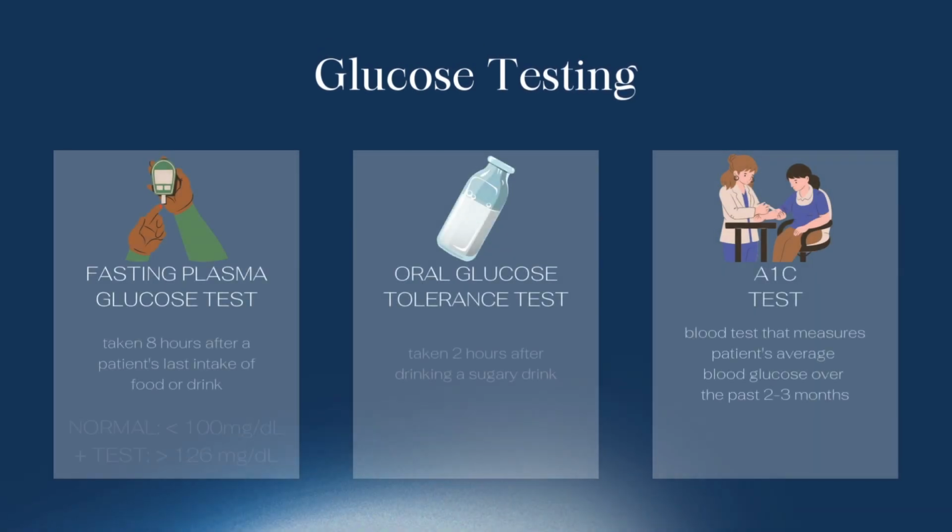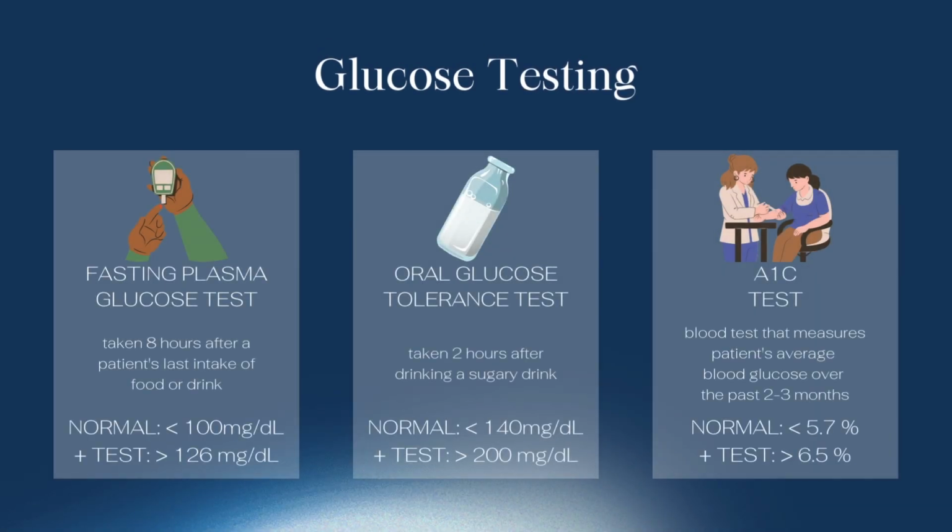So testing for glucose can be through various tests. First, the fasting plasma glucose test. This is typically taken 8 hours after a patient's last intake of food or drink, hence fasting glucose. So you have fasted and then you take this test. Normal is less than 100 milligrams per deciliter, but a positive test, meaning that they have diabetes, would be greater than 126 milligrams per deciliter.